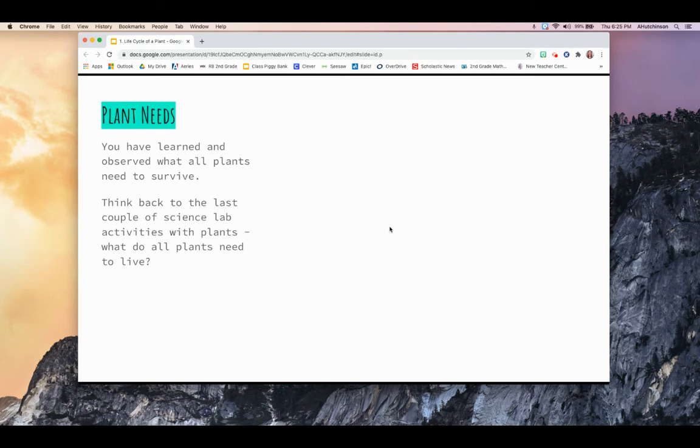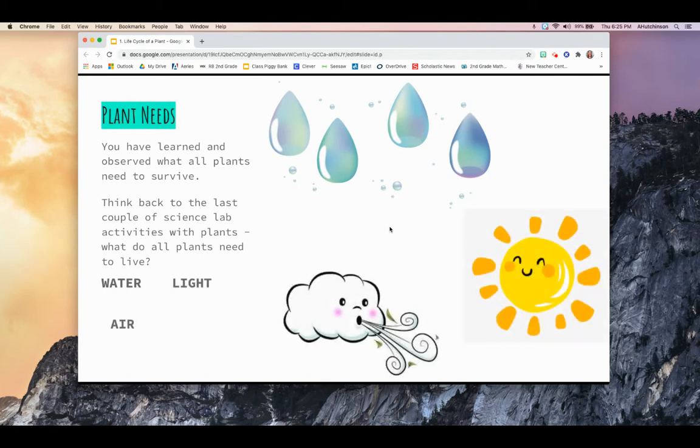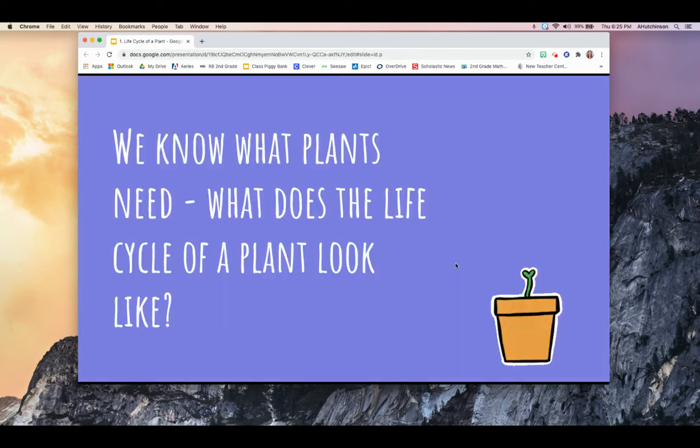Turn and tell someone at home what you remember about what plants need to survive. That's right. All plants need water, light, air, and space. You experimented with different types of water, salt water versus fresh water. You experimented with the amount of light, lots of sunlight or complete darkness, and you learned what plants need to grow the best they can.